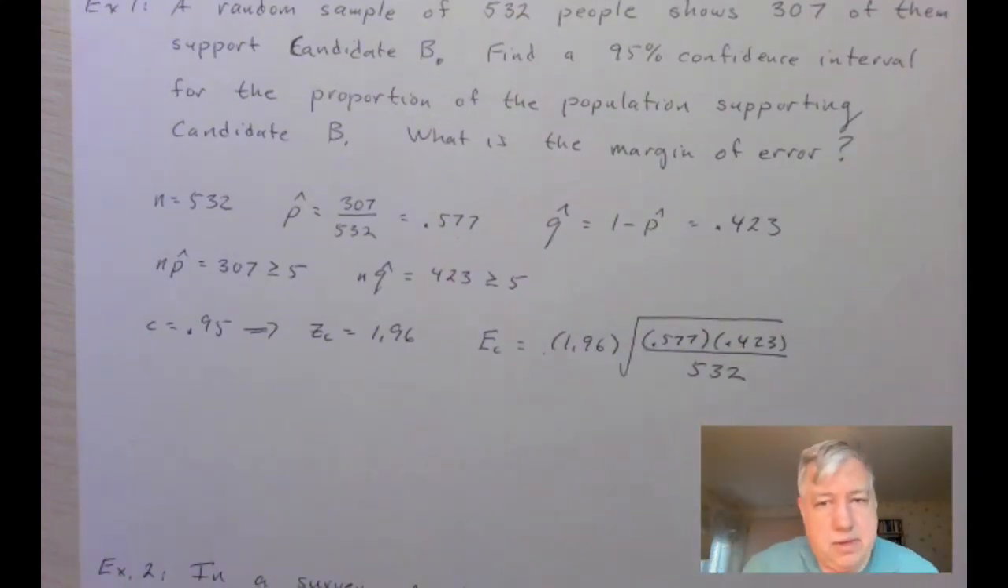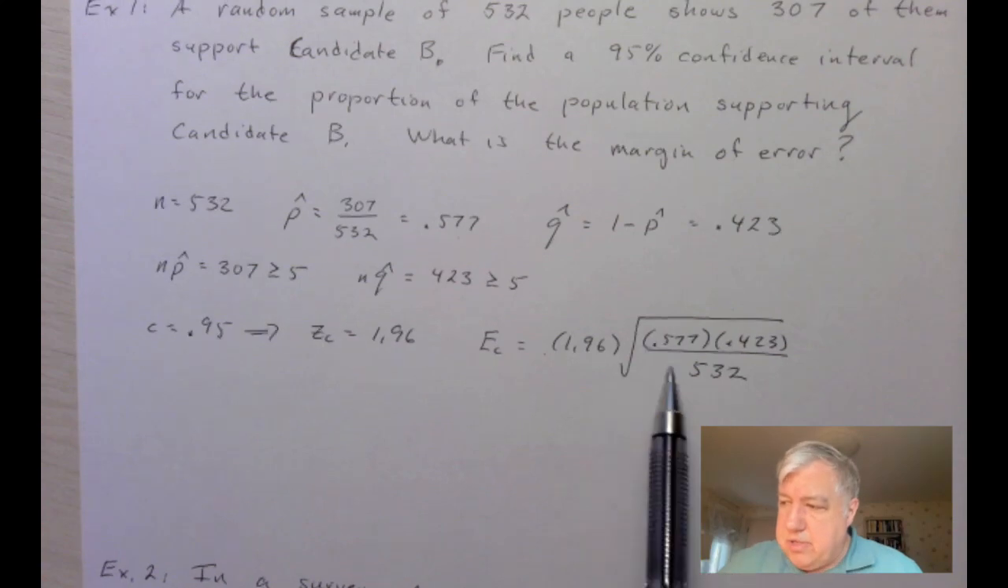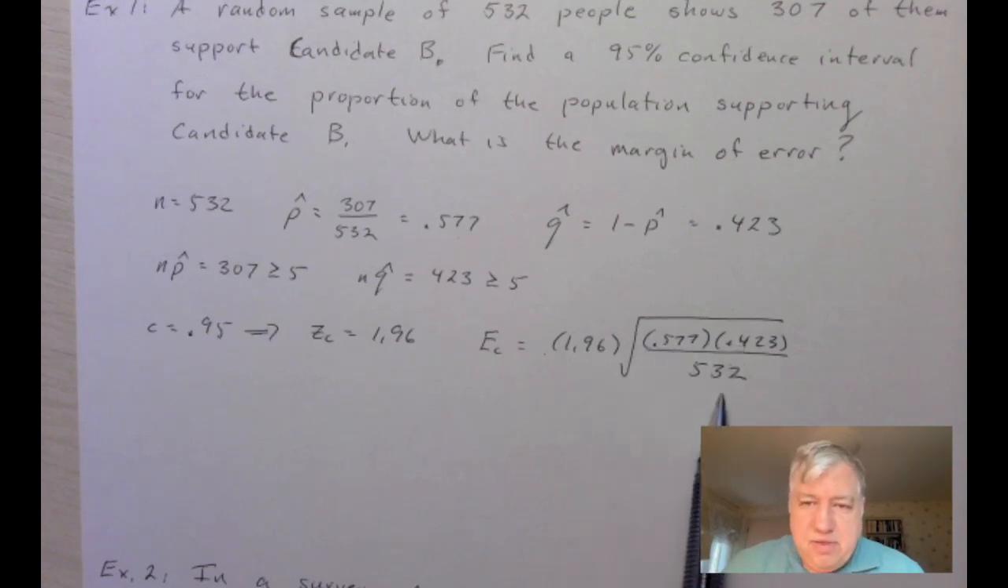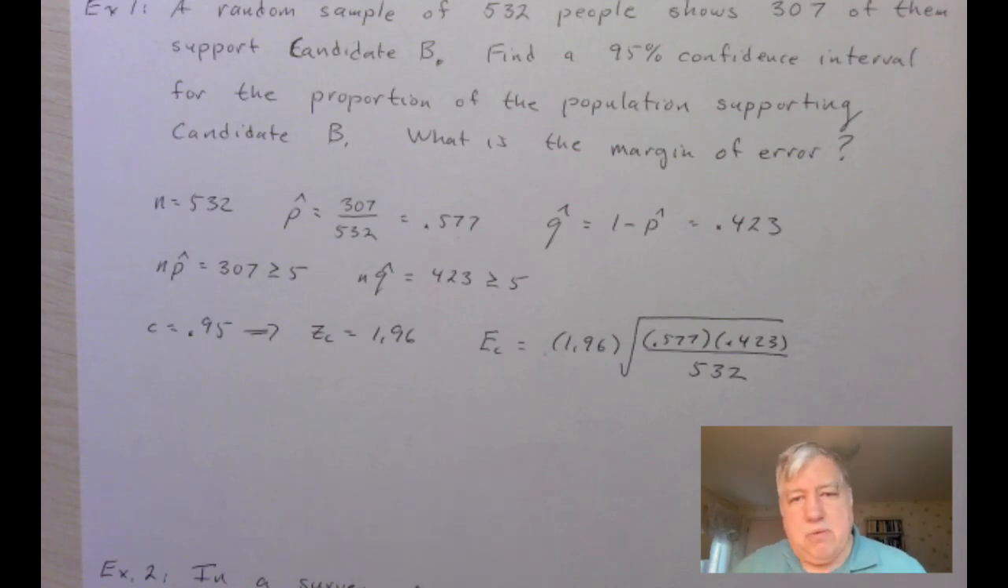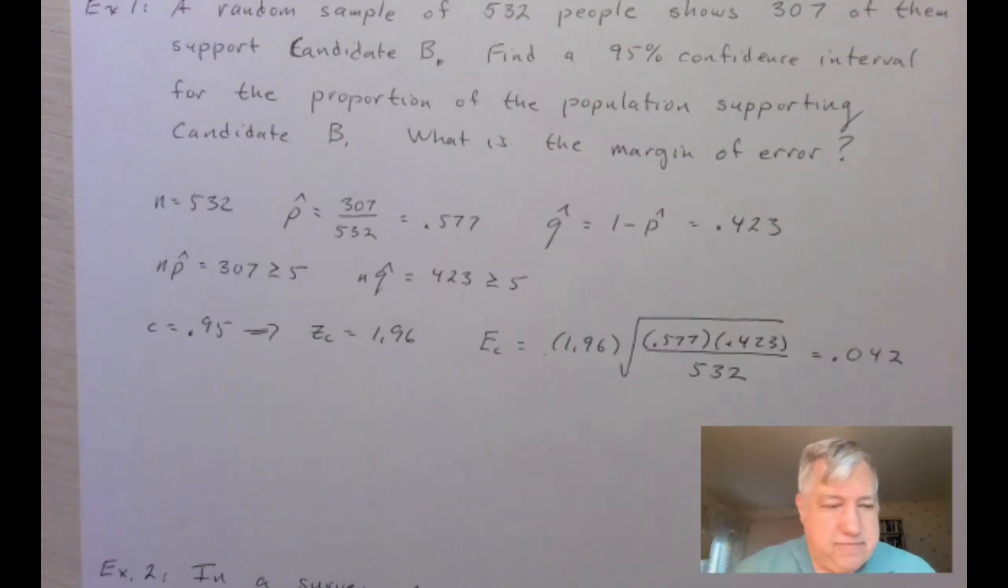Now it's very important when you're doing this, this 532, the denominator, is part of the square root. So what I would suggest is you multiply these two numbers, then divide, then take the square root, and then multiply by 1.96 in this case. And when you do that, you get 0.042. So that is your margin of error.